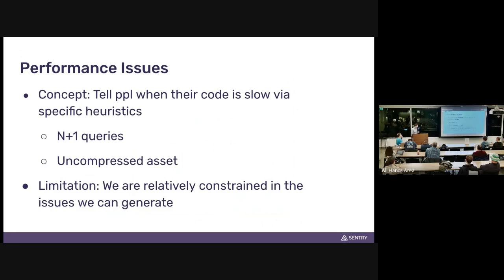But the limitation with what we have right now is that we're constrained in terms of what we can surface. If you have an API endpoint and it just gets slower, we're not really going to tell you about it if we don't know exactly why. It's just going to get slower, and then maybe one day you notice that it's slower, and that's not great.